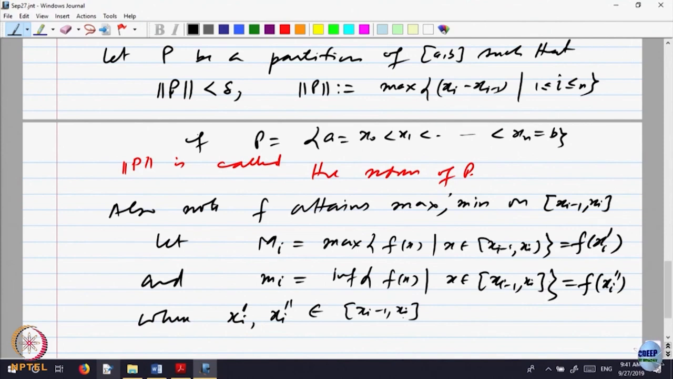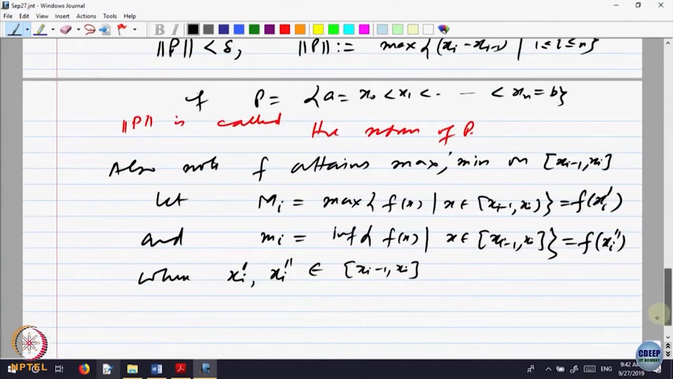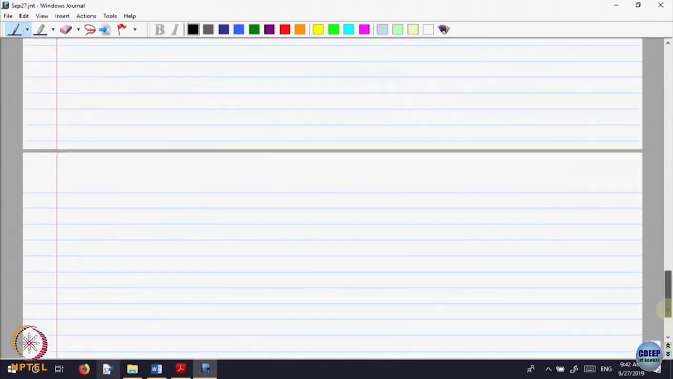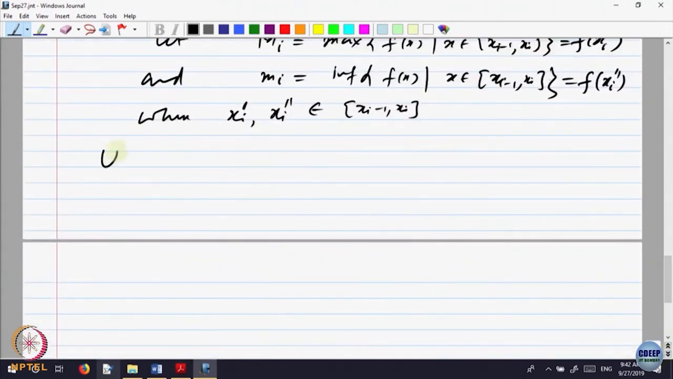So, it is saying that f is a continuous function. Look at this restriction on the closed bounded interval x_{i-1} to x_i. It must have a maximum value somewhere in that interval, and it should have a minimum value in that interval, and these must be attained. So, those points we are calling as this. Why we are doing all that is because now let us look at the upper sum.